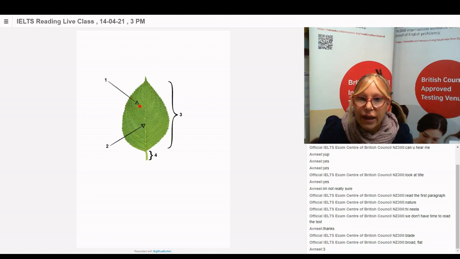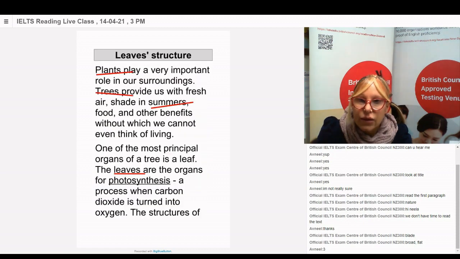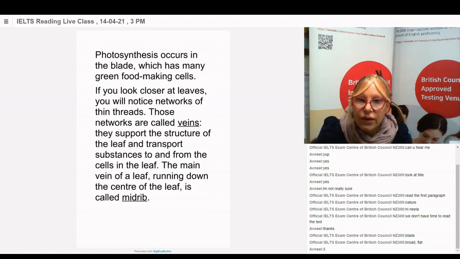Okay, well done. So we'll go back and keep reading now for other parts. Okay, so going down here, if you look closer at leaves, you will notice networks of thin threads. Those networks are called veins. They support the structure of the leaf and transport substances to and from the cells in the leaf. The main vein of a leaf running down the center of the leaf is called midrib. Okay, I'm going to just highlight this word here, center. So we've got veins and we've got midrib. Okay, so keep those words in mind.